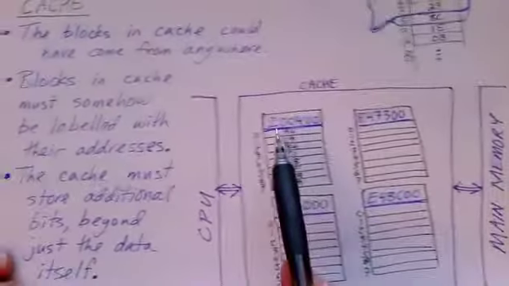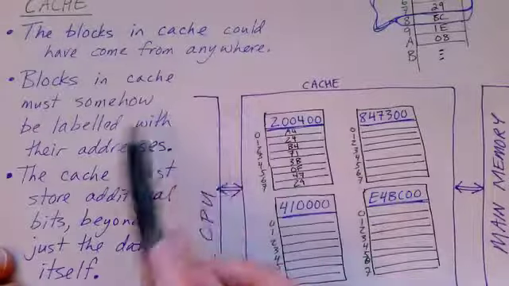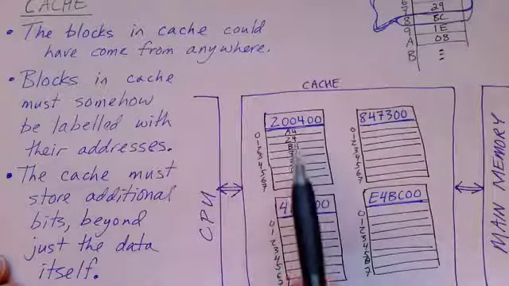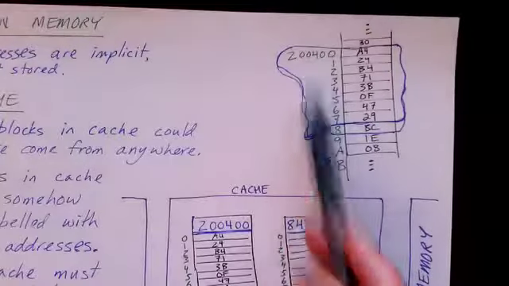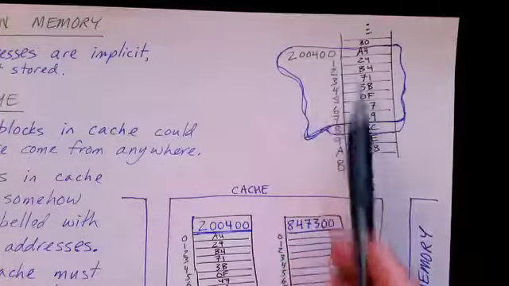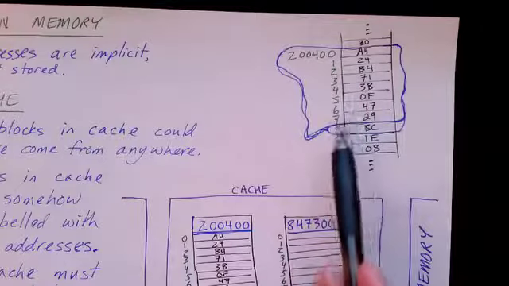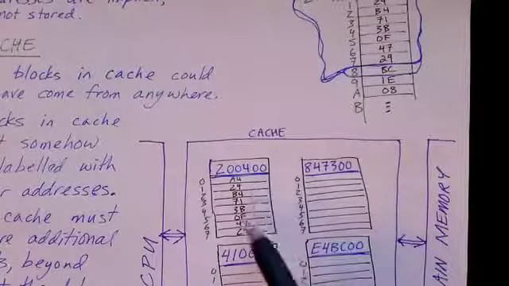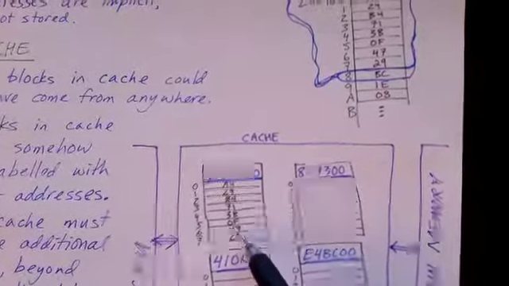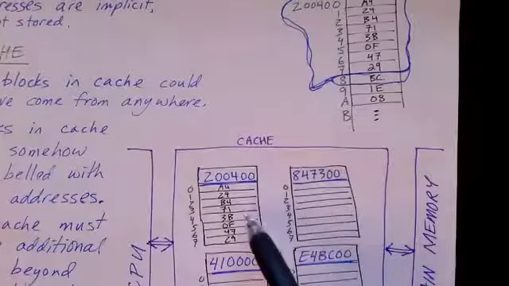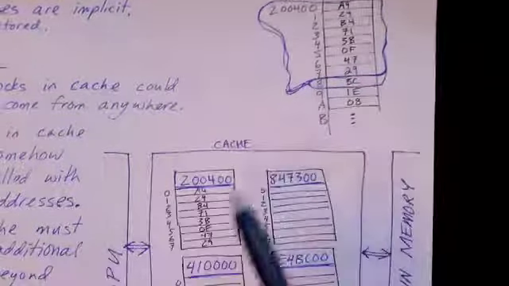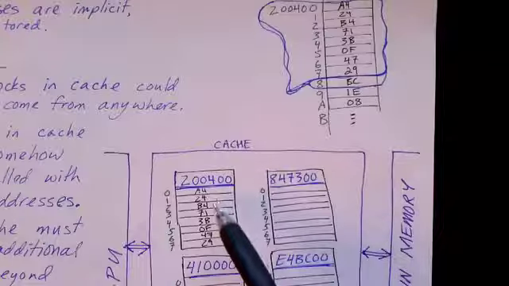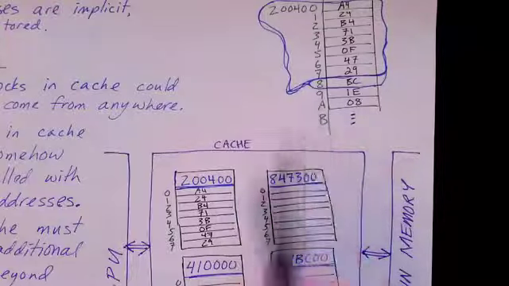The cache blocks have to somehow be labeled with addresses to show which 8 bytes they are. So here I've outlined, or at least tried to outline, 8 bytes: 0, 1, 2, 3, 4, 5, 6, and 7. And those bytes are currently the exact same bytes that are held in cache. So this block is being held in the cache memory. The bytes are still in main memory, of course, and as long as there are no writes to any of these bytes, then the values are exactly the same.